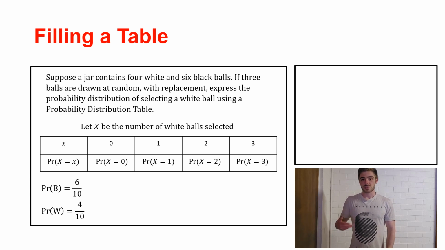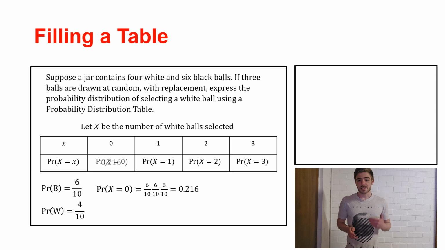If we know we're just drawing 3 black balls in a row for x equals 0, then all we're going to do is take that probability of drawing a black and multiply it by itself 3 times. To fill out the other slots on the table, we have to do a little bit more thinking.